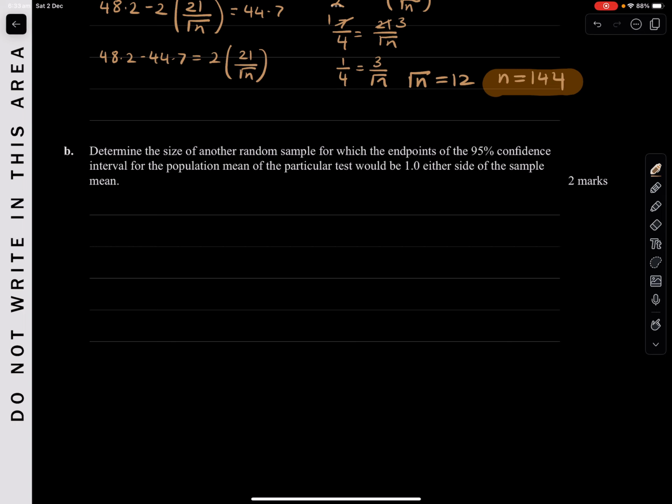Determine the size of another random sample for which the endpoints of a 95% confidence interval for the population mean of a particular test would be 1.0 either side of the sample mean. So 1.0 either side of the sample.